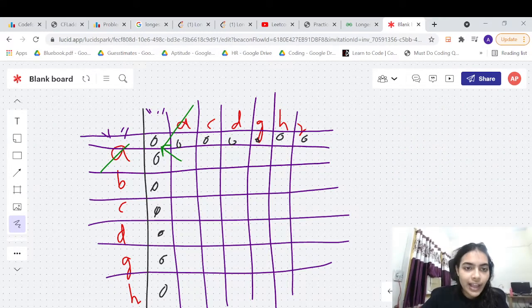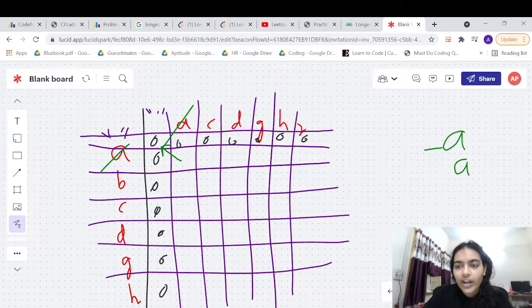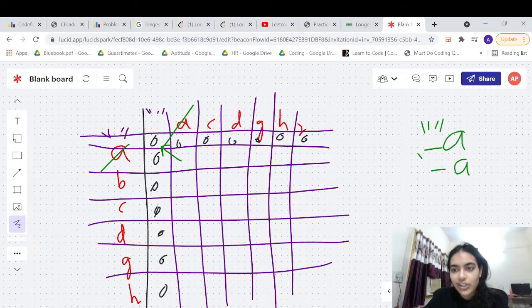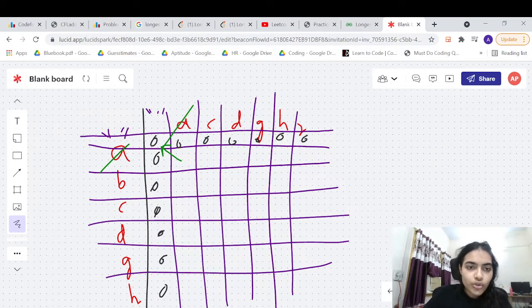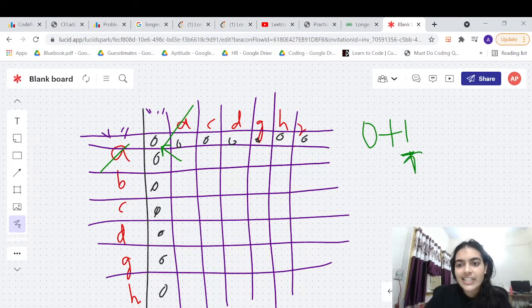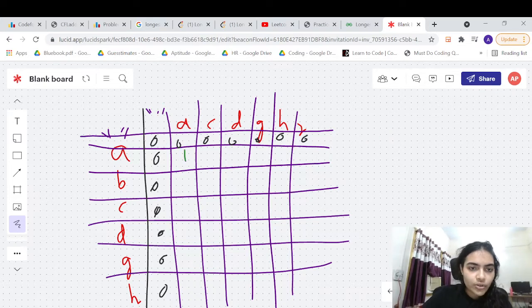Once you find that A and A are matching, you have to look behind and see how many characters behind you are matching together. A and A did not have any character before them. It's an empty string, nothing is matching, so it was 0. So 0 plus 1. We have found one match at A, and 0 plus 1 is 1. So it will be 1 here.